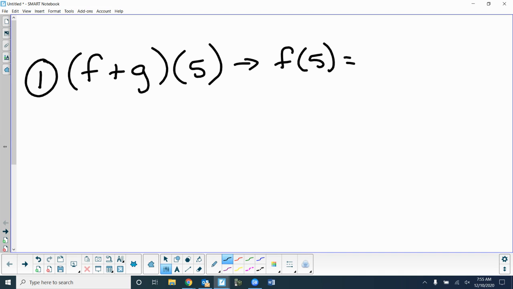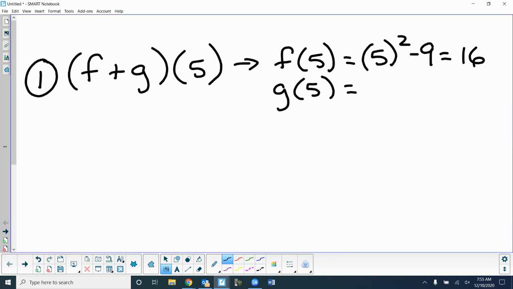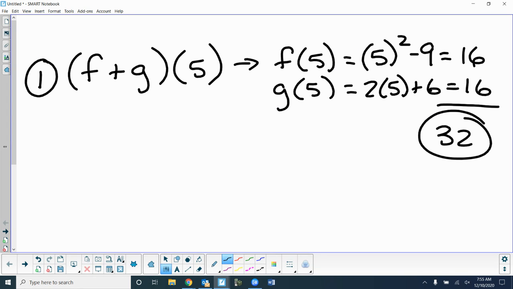Okay, so F of 5 would be 5 squared minus 9. 25 minus 9 is 16. And G of 5 would be 2 times 5 plus 6, which is also 16. And then I would add them and get 32.